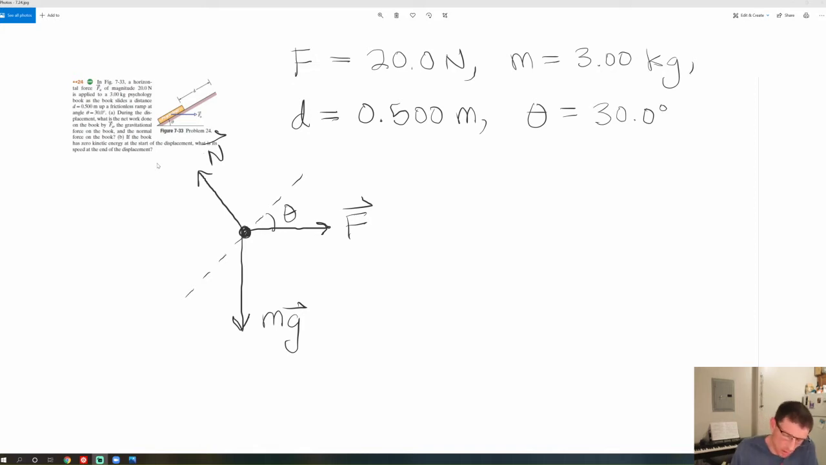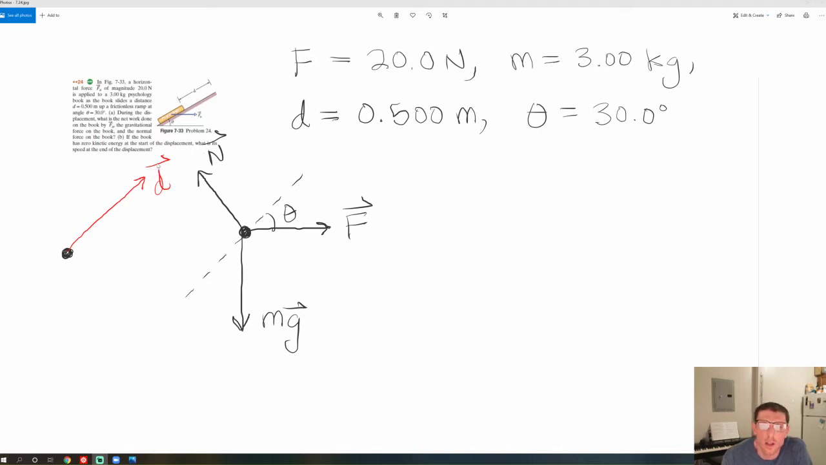Off to the side, I'm going to draw what the displacement looks like, just so we have a picture of that. And it could look something like this. We'll call this d, the vector.